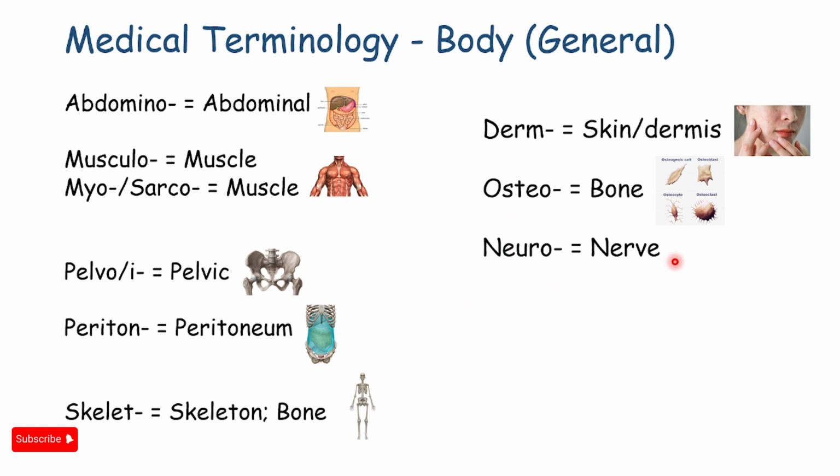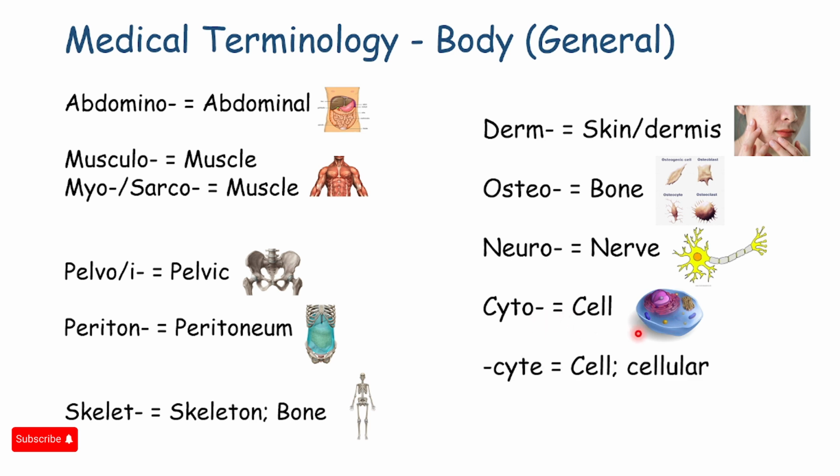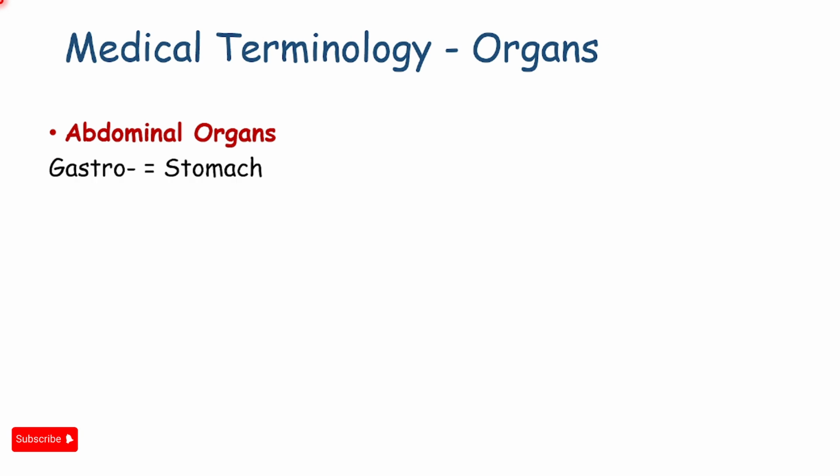Neuro related to the nerve like neurology. Cyto related to the cell. So this is the cell. This is the cytoplasm. So cell plasm is called cytoplasm. Cyte also related to the cell like cellular. Abdominal organs. Gastro related to the stomach. Gastro means stomach.